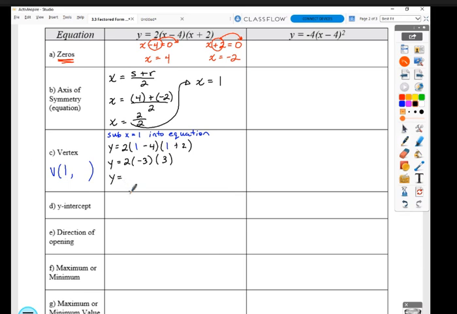I go to my calculator. 2 times -3 is -6. So maybe I'll show you this. -6 times 3, and that is -18. So we now know that the vertex is 1, -18, which the graphing software confirms for us and says, yeah, you're right. Remember, it was 1, -18? Good.